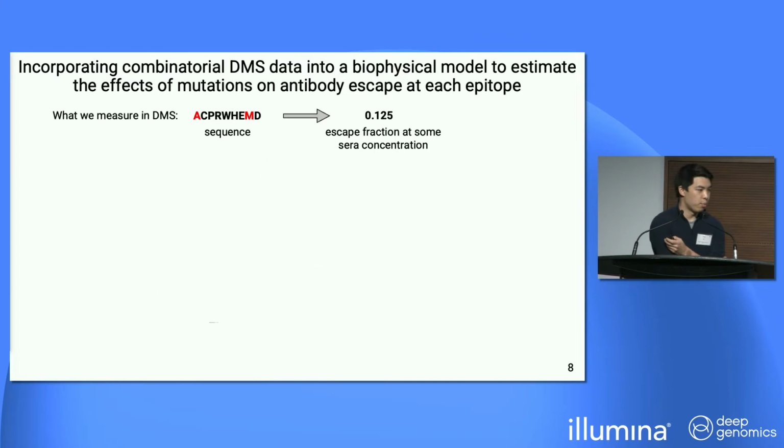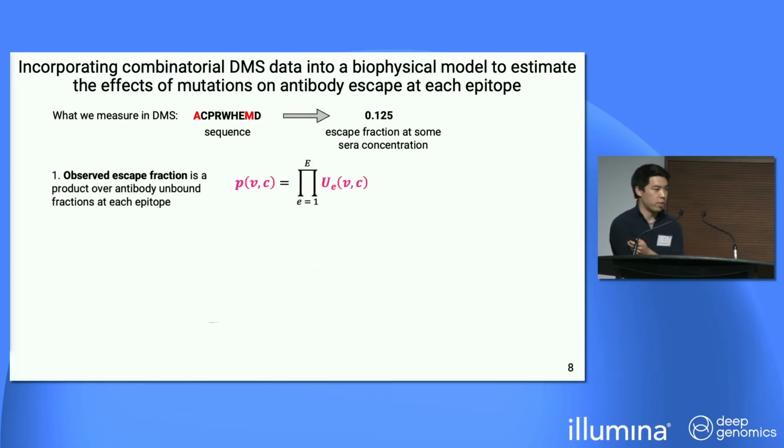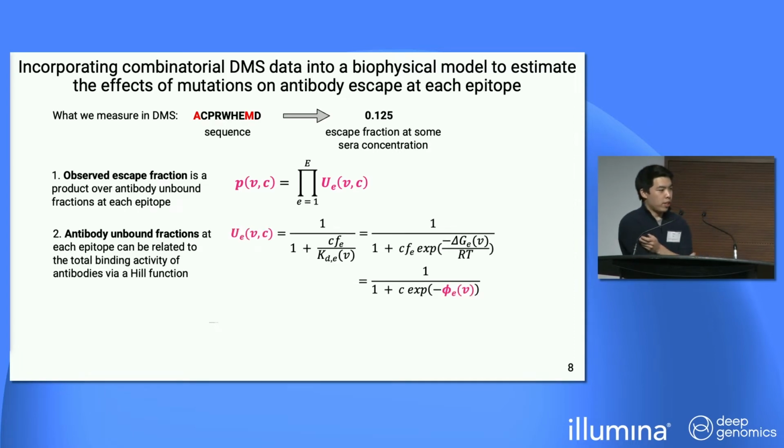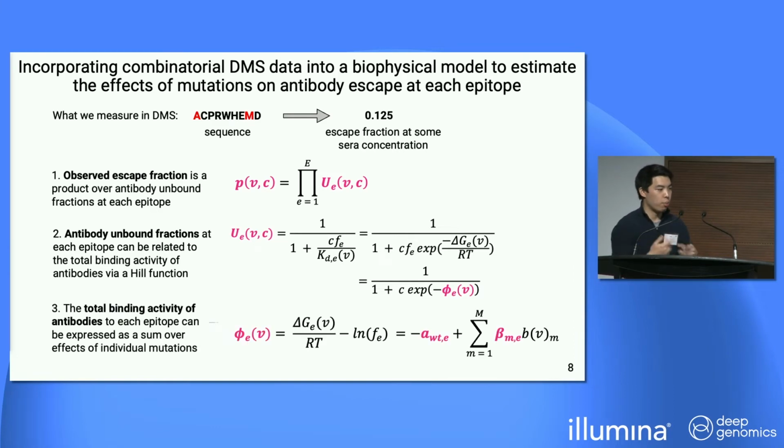Okay, so just to summarize this model, we start out with these observed escape fractions in DMS. We model them as a product over these antibody unbound fractions. And then we can take these unbound fractions at each epitope and relate them to the total binding activity of antibodies via this Hill function. And then we can take this total binding activity of antibodies to each epitope and express that as a sum over the effects of individual mutations. And so basically in the end, we want to go from this escape fraction in DMS to learning these beta parameters down here, which represent the effects of mutations at specific epitopes, right?